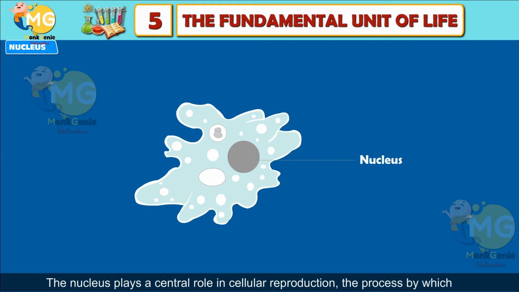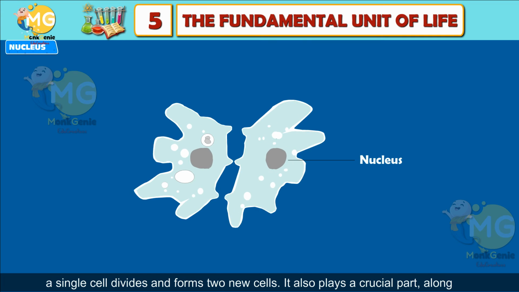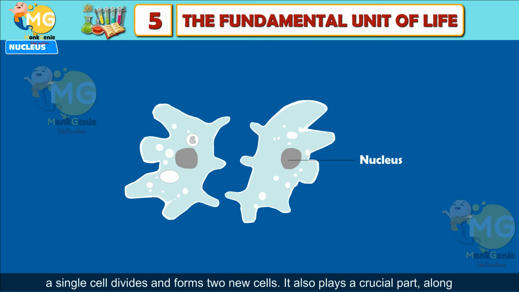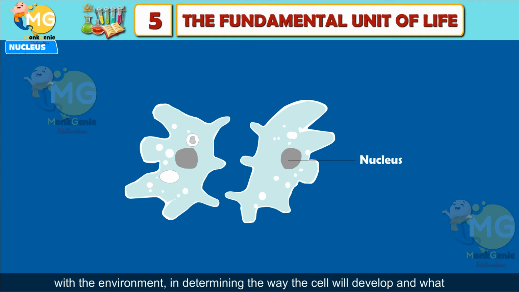Nucleus. The nucleus plays a central role in cellular reproduction, the process by which a single cell divides and forms two new cells. It also plays a crucial part, along with the environment, in determining the way the cell will develop and what form it will exhibit at maturity, by directing the chemical activities of the cell.